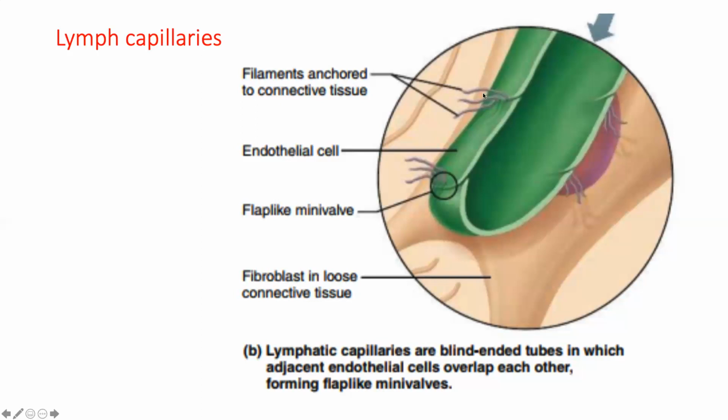Here you can see filaments coming from the connective tissue surrounding the lymphatic capillaries, and they are attached to these endothelial cells. What does it mean if there is any contraction or movement of the connective tissue around the lymphatic capillaries? That makes the filaments contract and move. By doing so, the flap-like mini valves will open and the fluid around the capillaries can enter into the lymphatic capillaries.